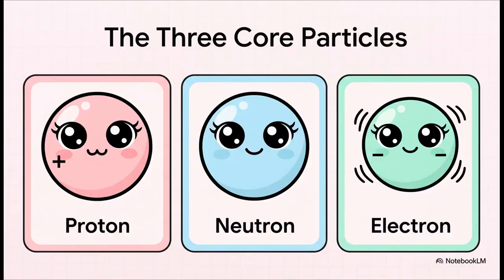It really all starts with just three key players. You can think of them as the main characters in this whole story: the proton, the neutron, and the electron. Each one has its own job, its own personality, and its own place where it hangs out.